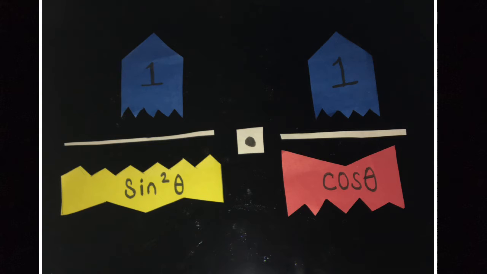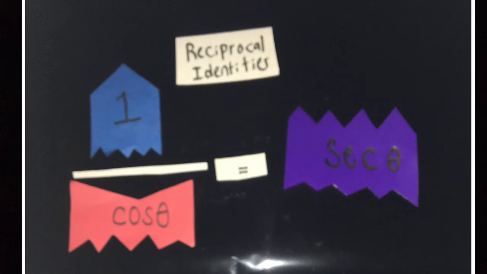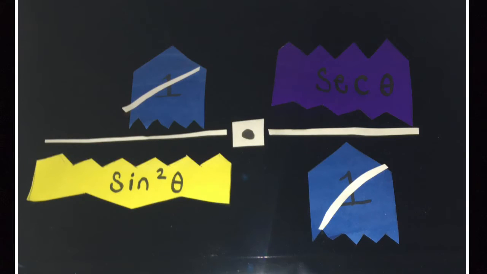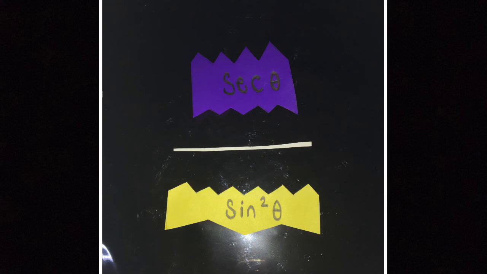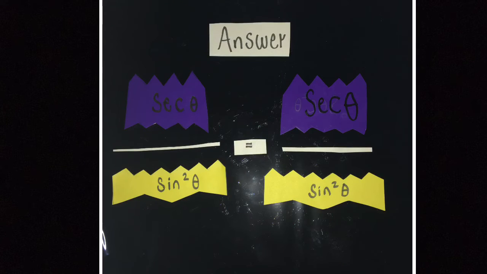If we look at the right side, and again, if you know your reciprocal identities, you will recognize that 1 over cosine equals secant. After we replace that, we're just going to put secant over 1, and we're going to cross out the 1's, and we're going to be left with secant over sine squared. This proves that our identity is true.